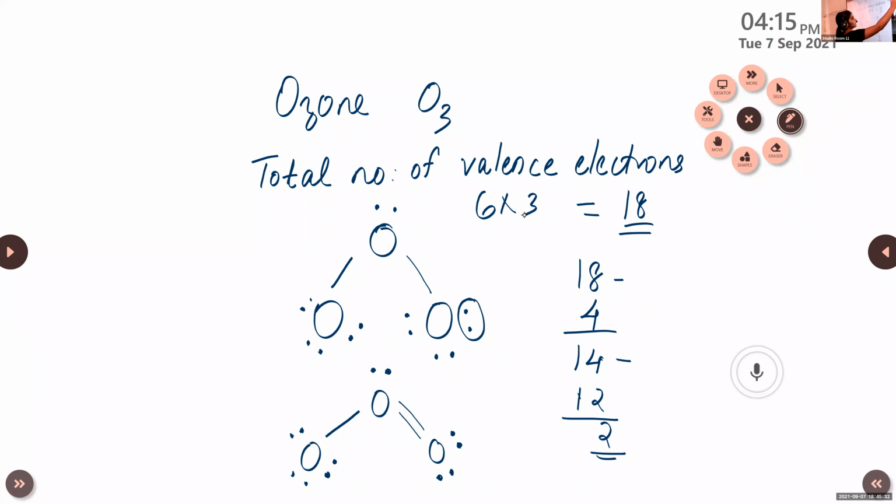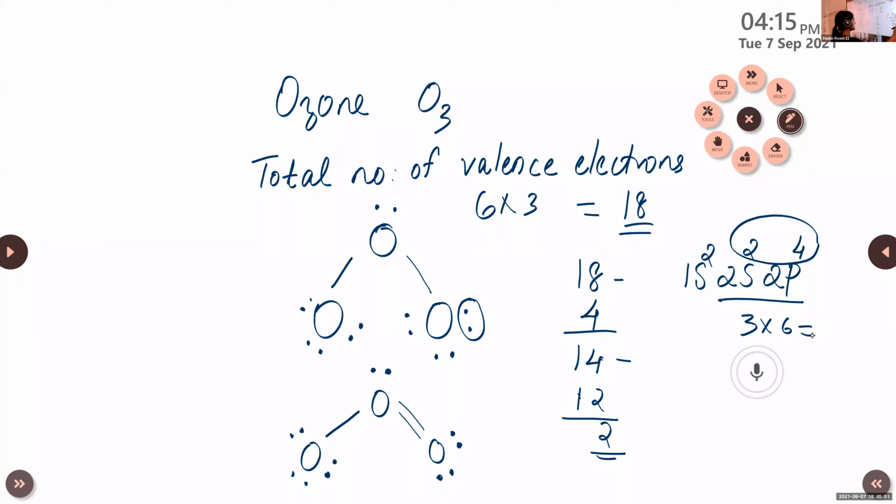When you write the electronic configuration, 1s2, then 2s2, 2p4, this is considered as the valence shell. So the total number of electrons is 4 plus 2, that is 6. Here in the case of ozone, 3 oxygen atoms. So 3 into 6, that is equal to 18. Clear, Sarah? Okay, yes, ma'am.